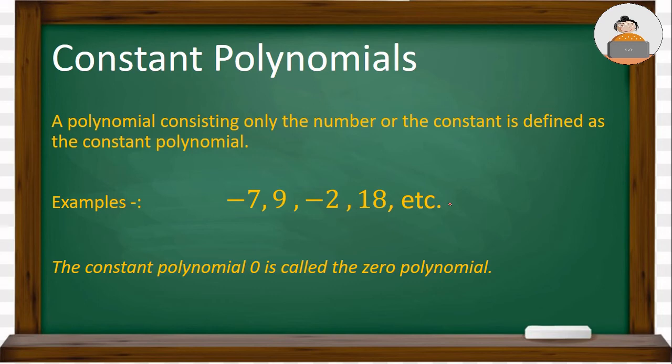Then next we have constant polynomials. A polynomial consisting of only numbers or constants is defined as a constant polynomial. For example, minus 7, 9, 2, 18, etc. will be constant polynomials. So we have positive or negative integers. The constant polynomial 0 is called the zero polynomial.